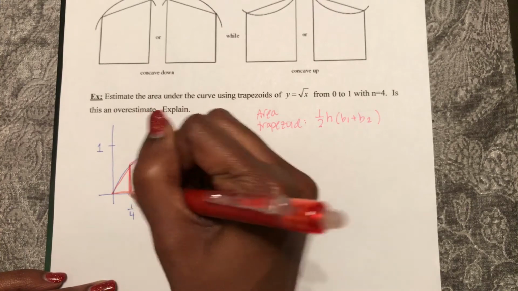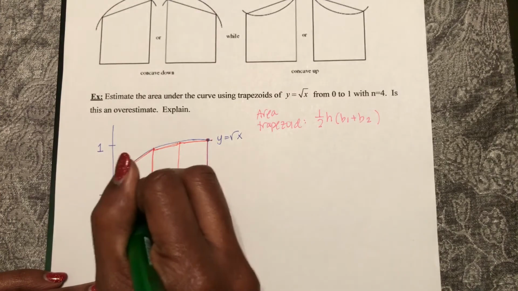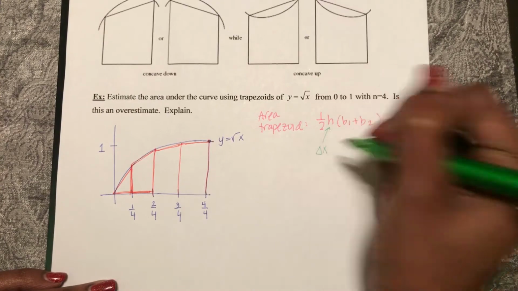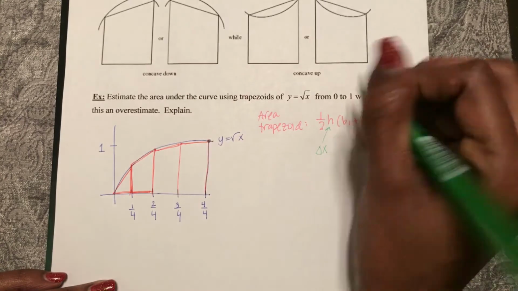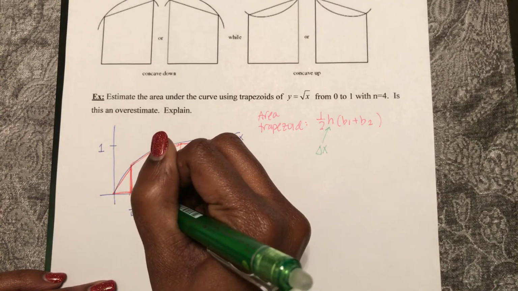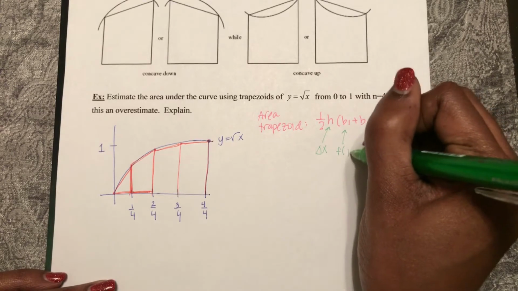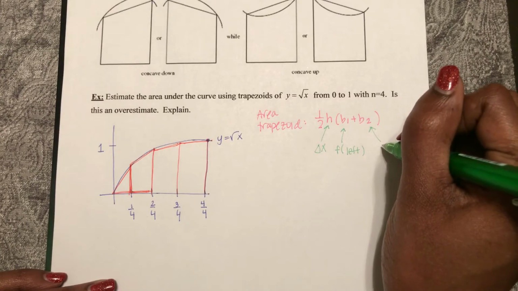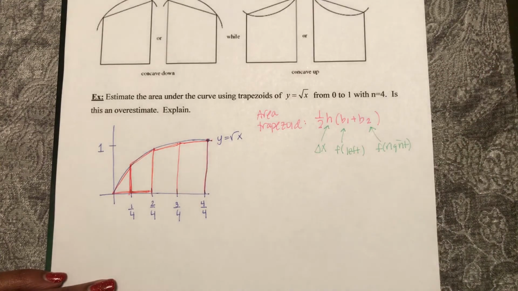Here are my two bases, and this is the height. So when we're looking at the trapezoid, they each have the same height of delta x. So your height is delta x. Now base 1 and base 2 are the left and right sides of your function. So base 1 is f of the left side of your interval of delta x, and base 2 is f of the right side of delta x.